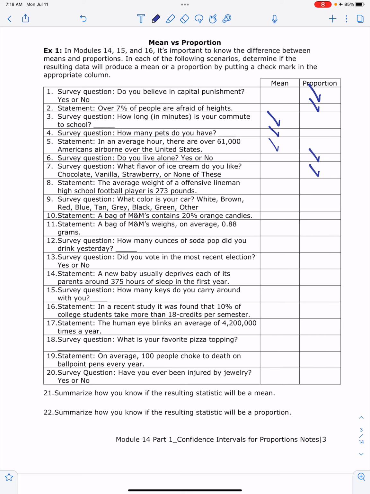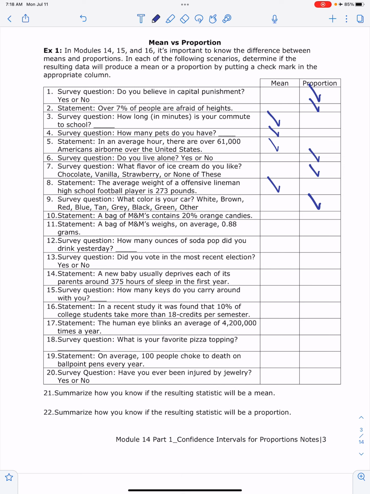8, the average weight of an offensive lineman, high school football player, is 273 pounds. That will be a mean. We can average those weights. 9, what color is your car? White, brown, red, blue, tan, gray, black, green, or other. Proportion.